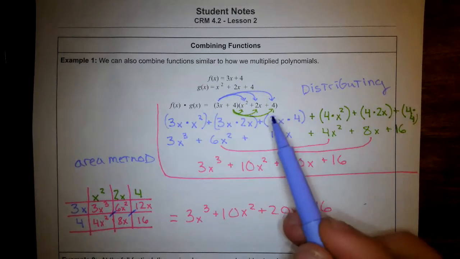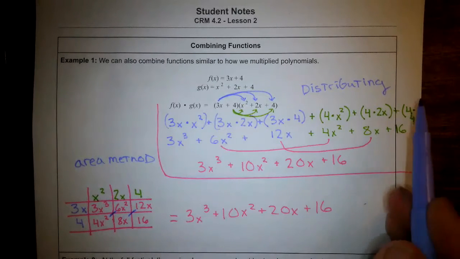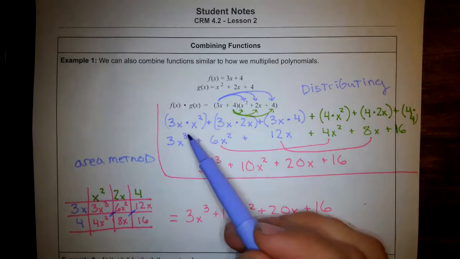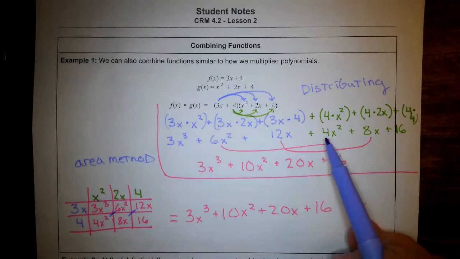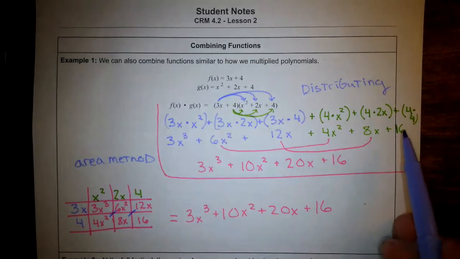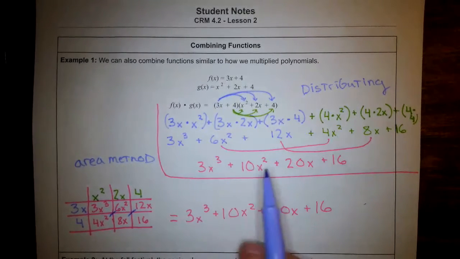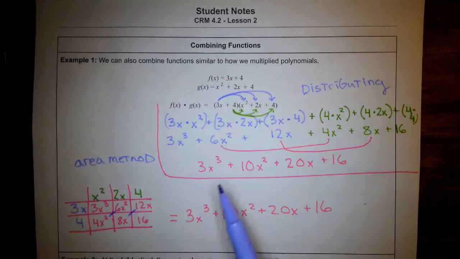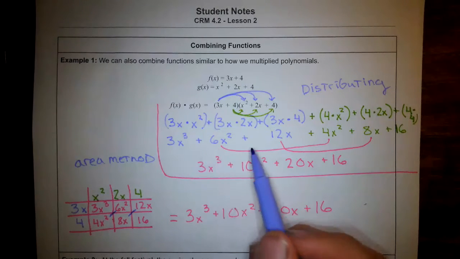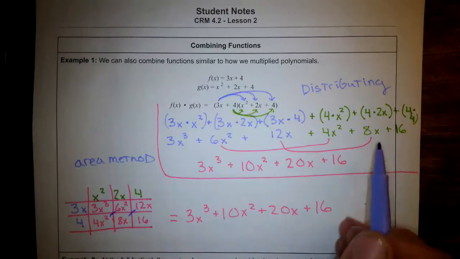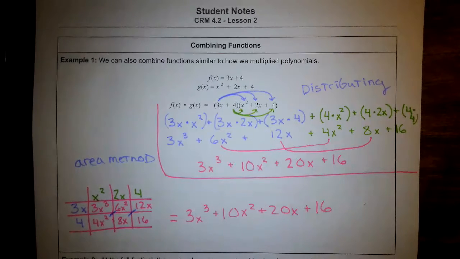From here, we get a bunch of numbers here. We're going to multiply them to get 3x cubed, 6x squared, 12x, 4x squared, and 8x, and 16. So it's the same thing we did here. It's just a little bit longer. So then from there, we see that this and this is a like term, as well as 12x and 8x, which combine to get the same answer.